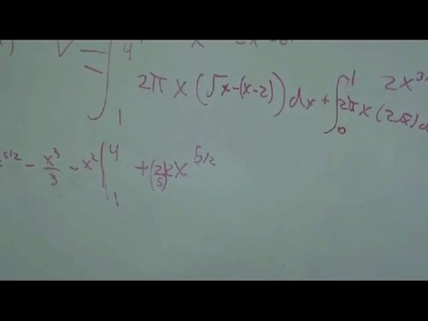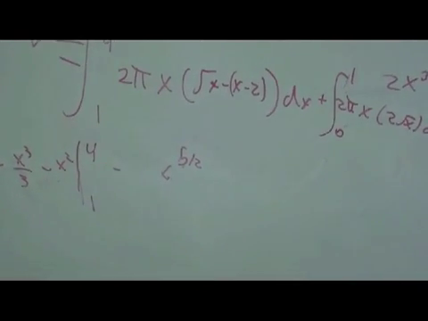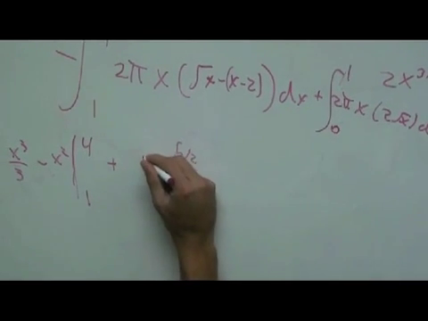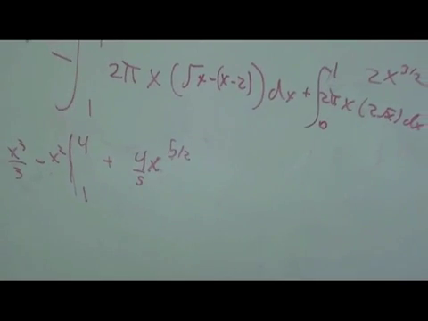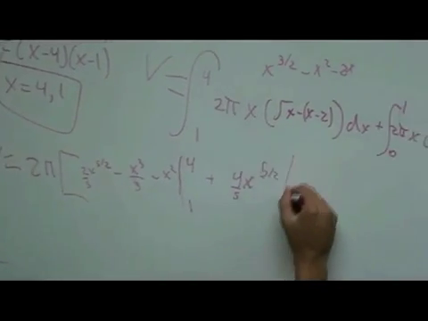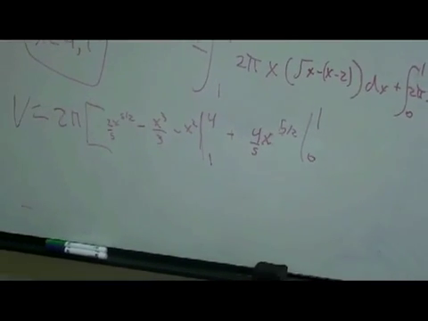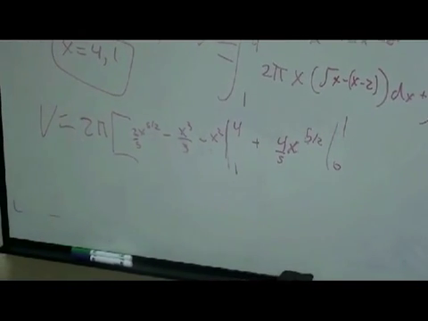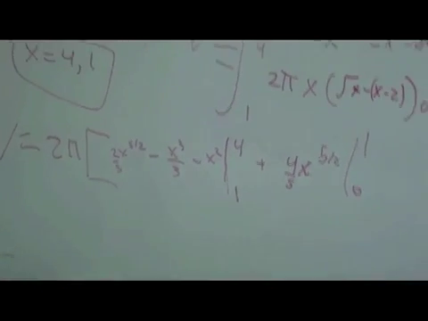I'm just going to simplify this to plus 4/5 x to 3 halves, and that's from 0 to 1. So we're almost done here. You should be with me up to this point. If not, go back and rewatch this video. So here we go.